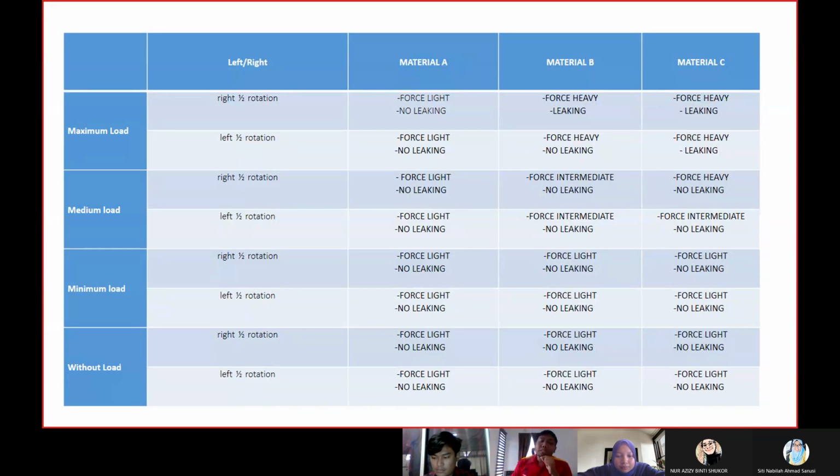So now we go to the maximum load. Material A is still the same result, force is still light and no leaking. But material B already leaks when we turn to right half rotation. When we turn left, they have no leaking, but still heavy. For material C, the force is already heavy when we turn right and left half rotation, and the material also leaks. So that is our observation when we test our materials in the component steering system.